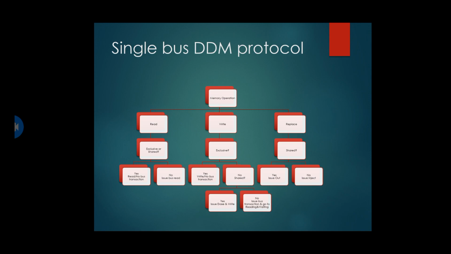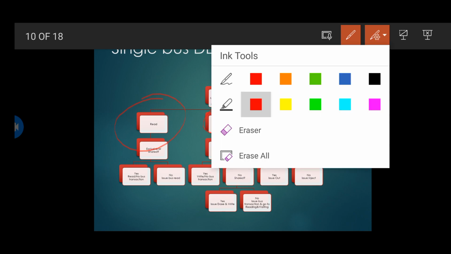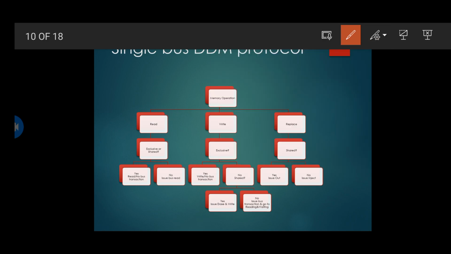Now let us trace the flowchart of how the DDM bus protocol works. First, there will be a memory operation. Memory operation will be subcategorized into read, write, and replace. Now, read is going to subcategorize into exclusive or shared, and write is going to be again exclusive. Here the replacement will be shared.